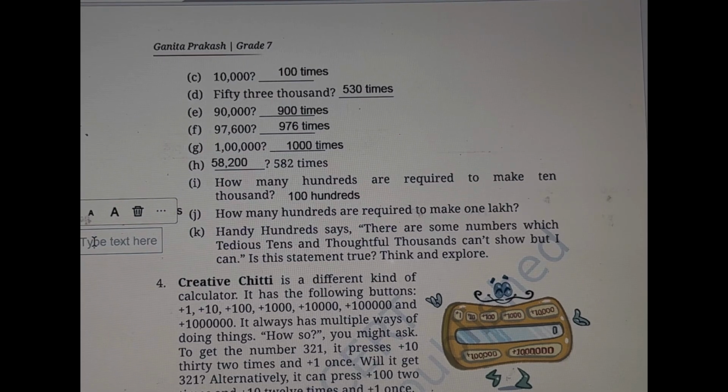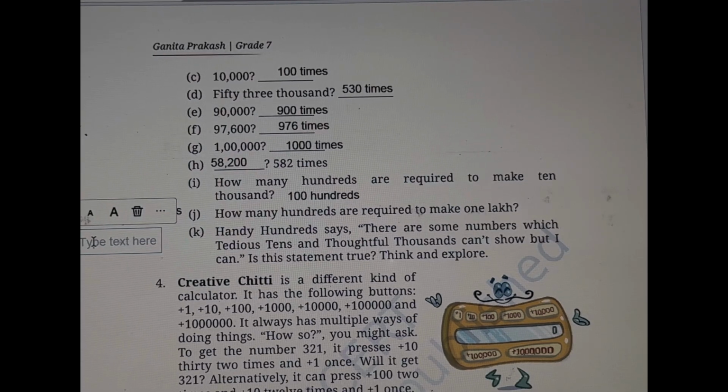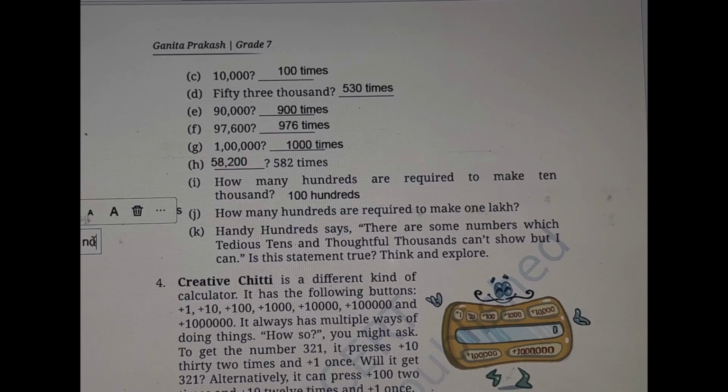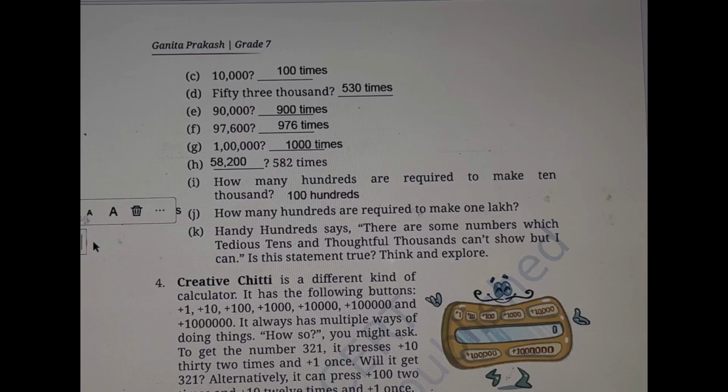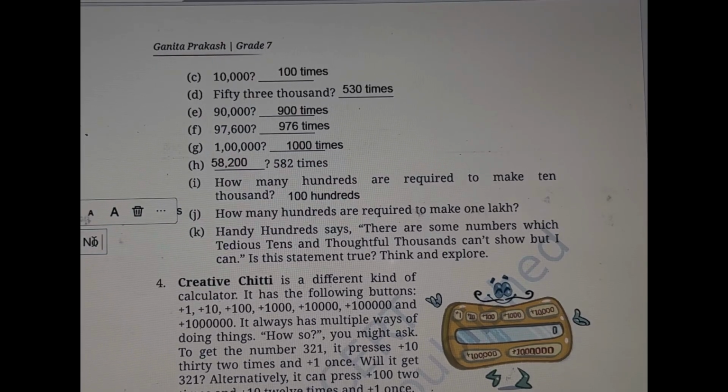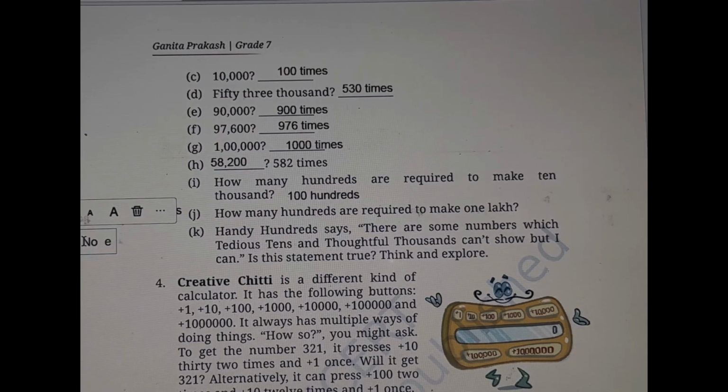So if they are multiples of 10, then handy hundred will not be able to show those numbers. It will be able to show if they are multiples of hundreds or a multiple of thousands, but it cannot show multiples of 10. So the statement which handy hundred is claiming is false. So you will write no over here. You can explain some examples. Like I took 120 as an example, which handy hundreds cannot show.